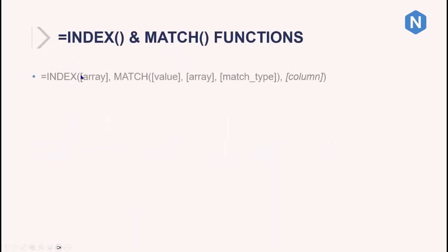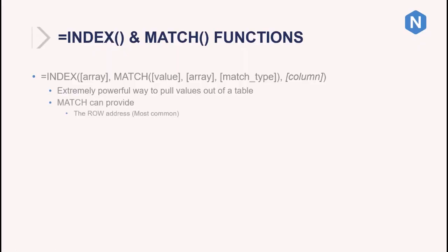Now, you can really combine that in even more powerful ways with index and match, where you can do stuff like indexing a full two-dimensional array, X and Y. You can match a value at a particular known column. You can specify the column if you want to. This is an extremely powerful way to pull values out of a table, and match can really provide that row address. That's the most common way of using this, is to provide a row address, especially when your columns are stable. The column can also be returned by match if the data happens to be moving around different positions. That can be really powerful as well.